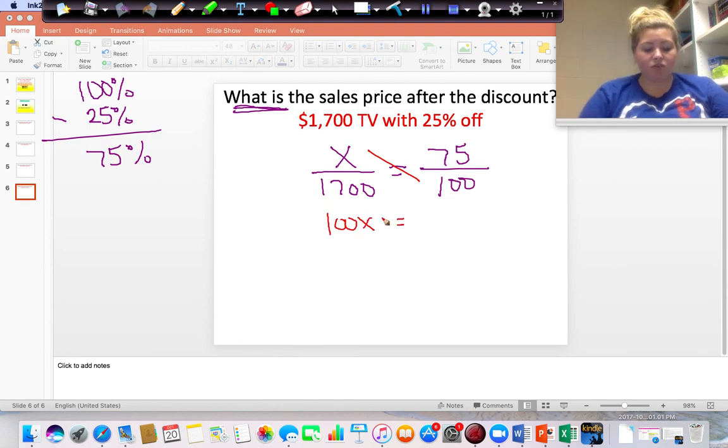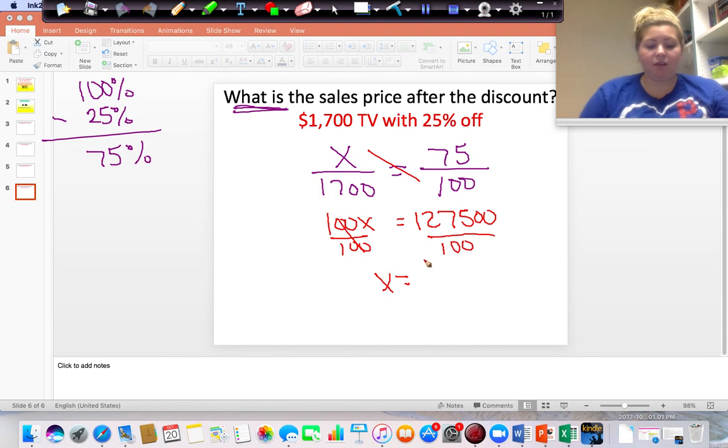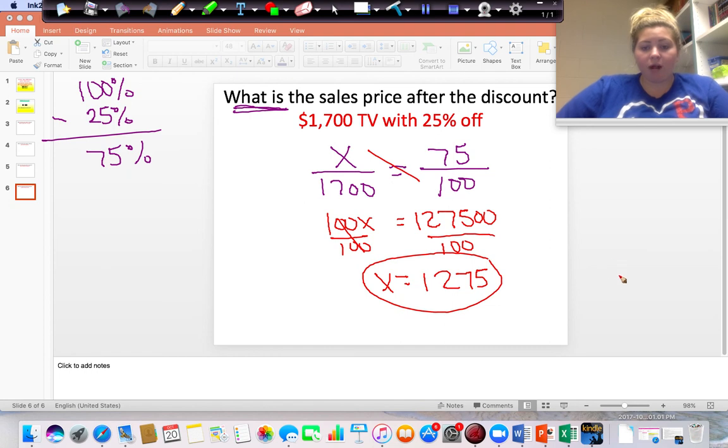1,700 times 75 gives us 127,500. And to solve this, we want to divide both sides by 100. This cancels and we're left with x is equal to 127,500 divided by 100, and that gives us $1,275. So the price of our TV that we're having to pay is $1,275.